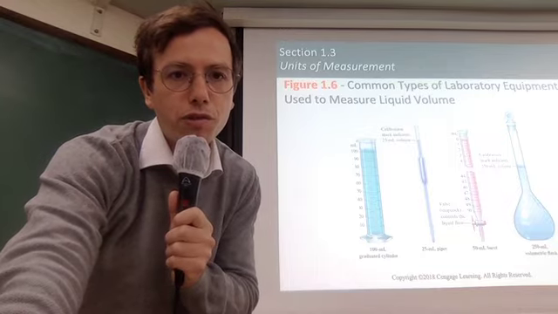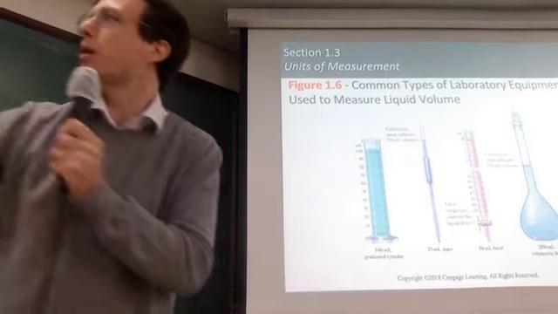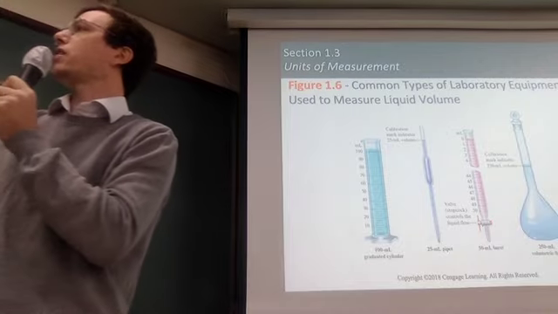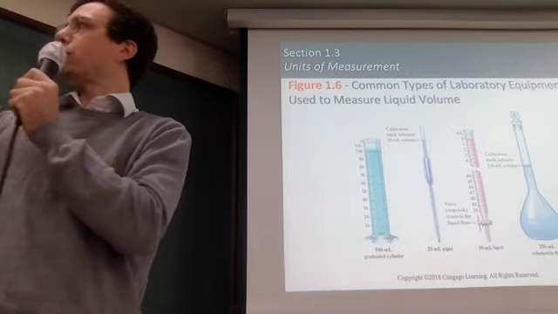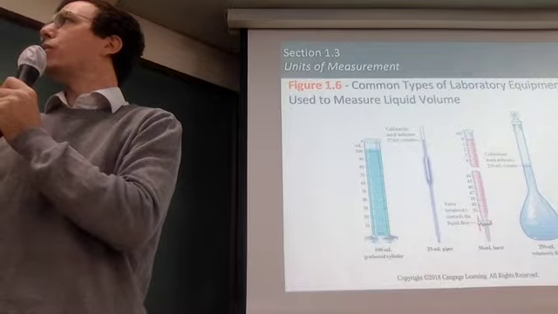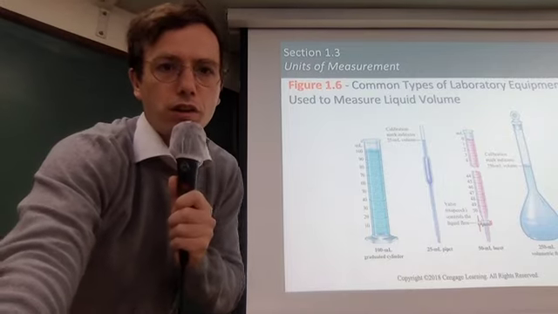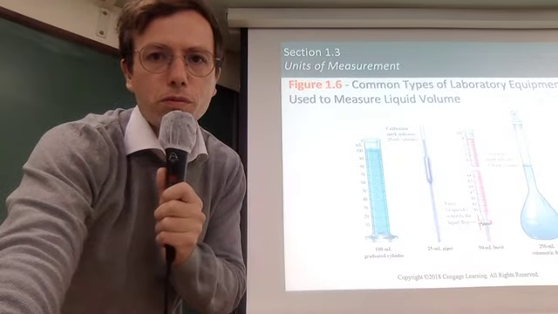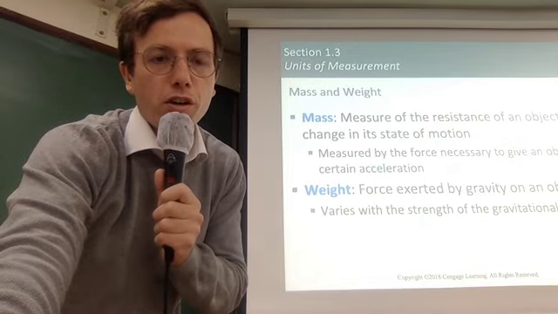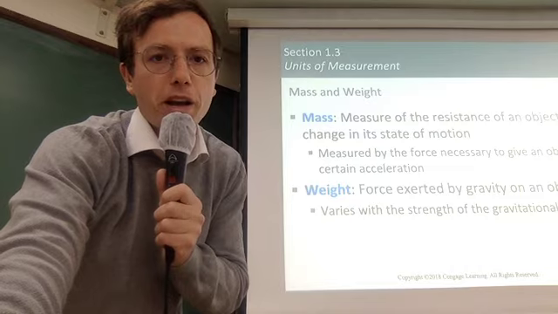And they have different uses. The pipette, as I know, is usually the most accurate. It's usually for a very specific volume. So it's usually very accurate to measure the volume with that. Okay, how about mass and weight?